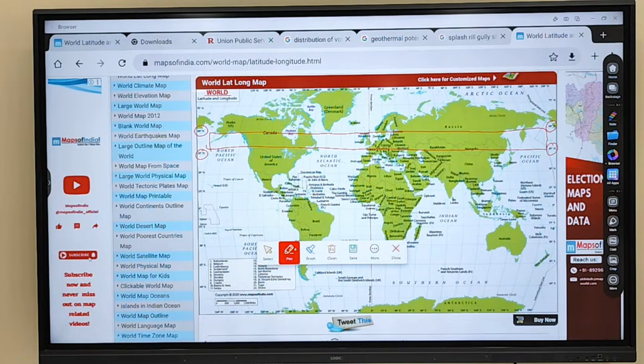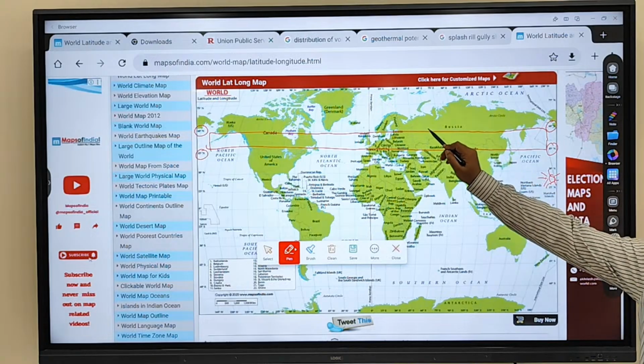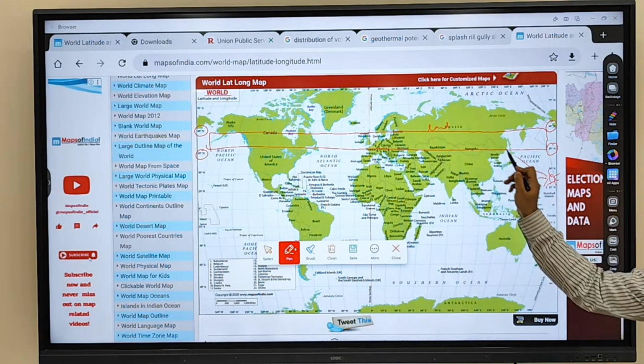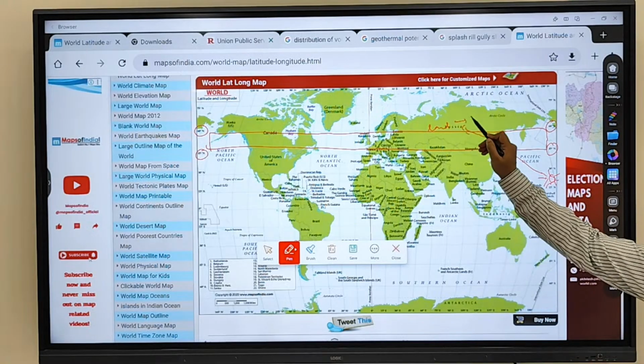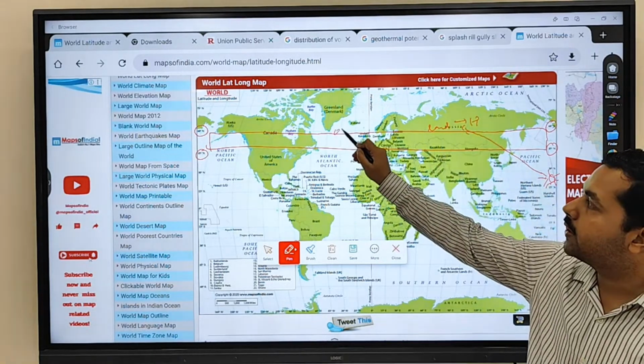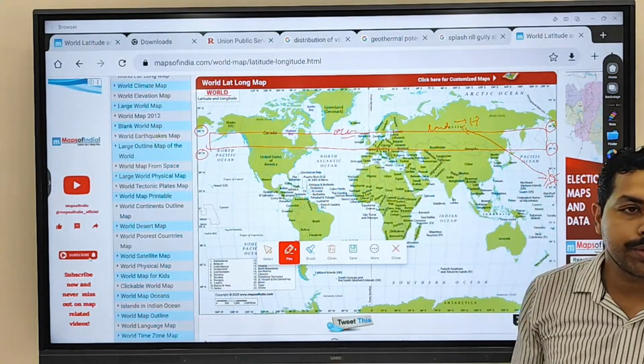Now during summer what happens? Where is the sun position? During summer in northern hemisphere, the sun position will be at the Tropic of Cancer. When the sun is at Tropic of Cancer, what will happen? The land part will get more sunlight. When the land part gets more sunlight, what will happen? You will see low pressure formation, while the oceans will get what?